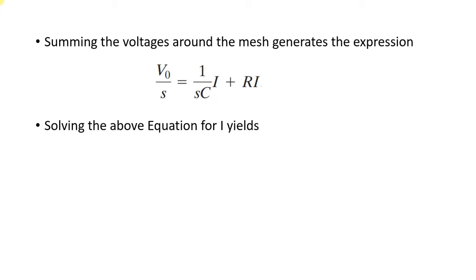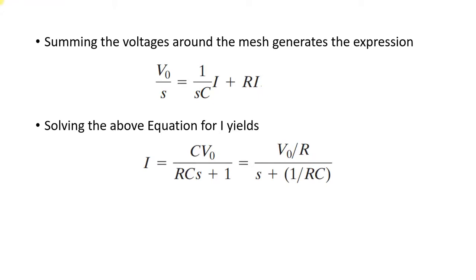If I want to solve this equation to find the value of I, I take I outside and rearrange the equation. I get I equal to C into V naught divided by (RCS plus 1). Now I rearrange this equation in the form of S plus A, with some modifications. The final equation is I equal to V naught divided by R into (S plus 1 by RC). This is the final equation of current in the S domain.